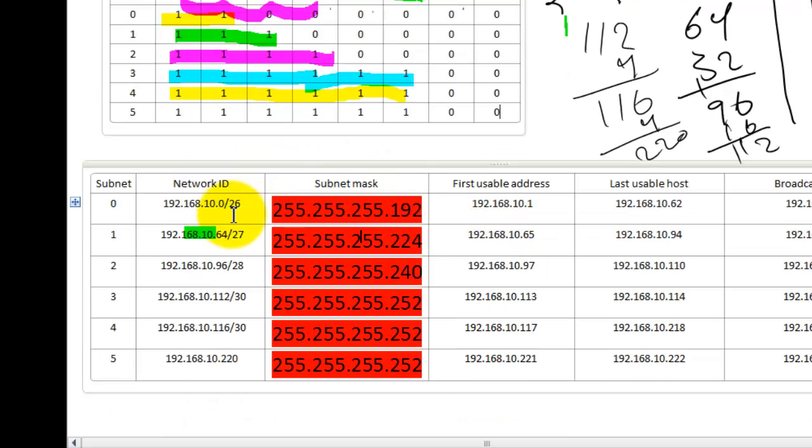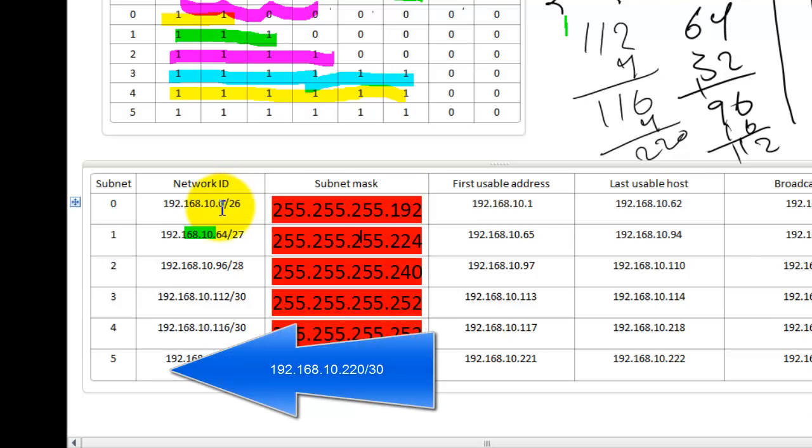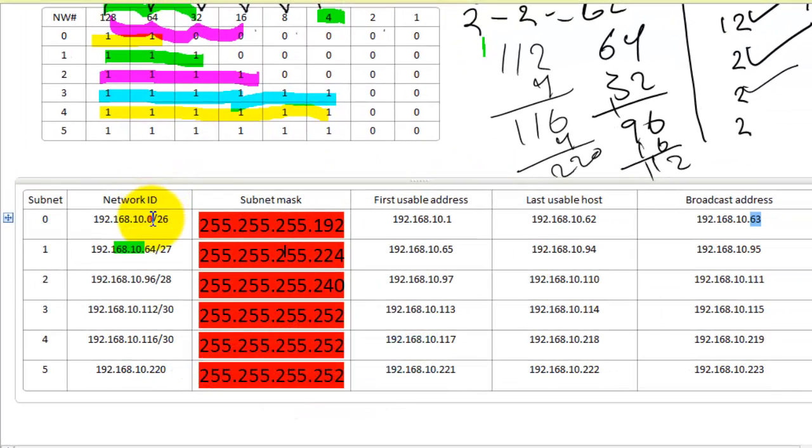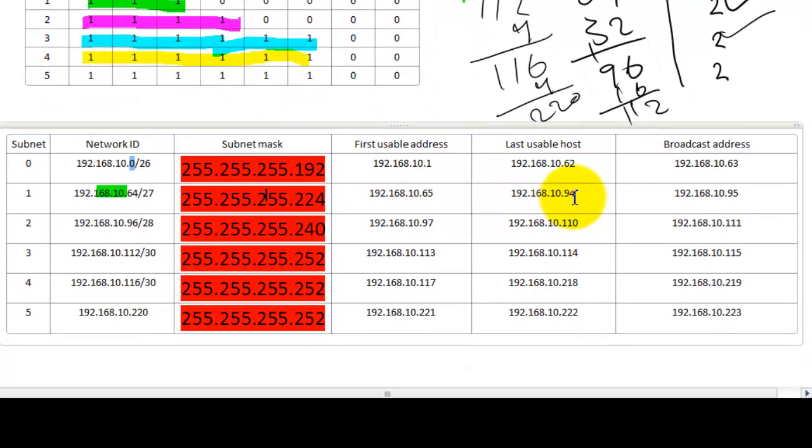As we see here, this one goes from 0 to 63. 63 is not usable, and 0 is also not usable. That's why we do minus 2. And the usable IPs go from 1 to 62. So we have 62 usable IPs, even though we required only 50. And here from 65 to 94, 95 is the broadcast. Here we have 30 hosts, and here we have 14. 97 to 110, 111 is the broadcast, and that's all.